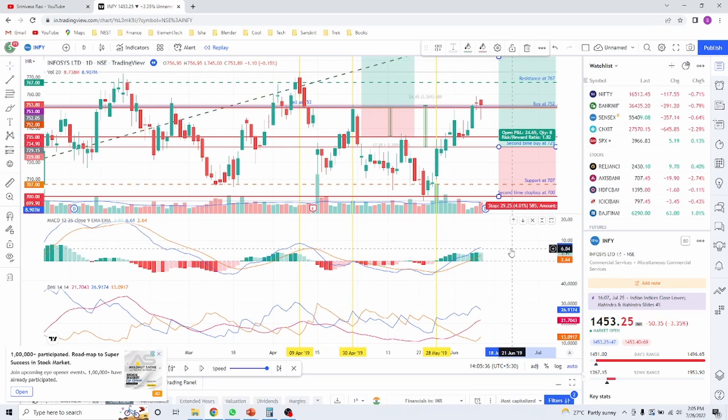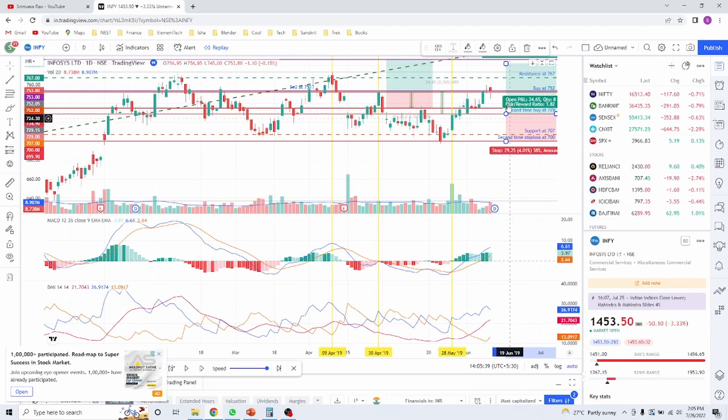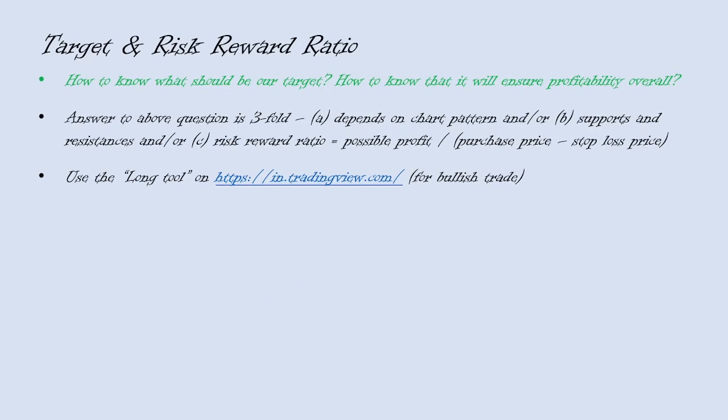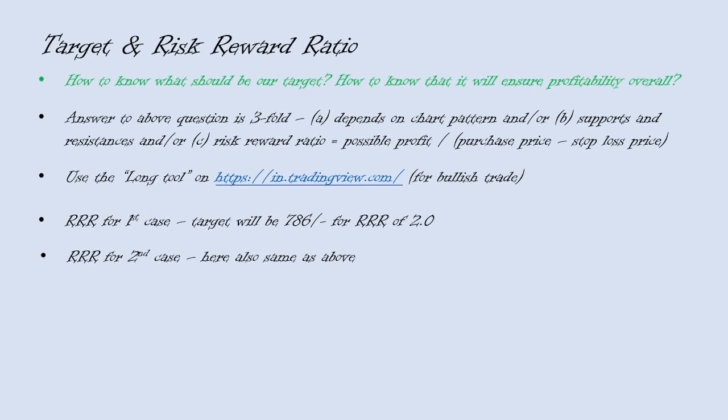Okay. Again, it sort of is subjective. Some traders will put it at risk reward ratio 3 and take a trade. Some will put it at 2. So it depends on the trader. So even for this case also, you can see if I hit a target of 786, you see this purple line, I will sort of ensure that I have met my risk reward ratio. Okay. So if I go back to PPT, so basically, risk reward ratio was the first case. The target will be 786 and risk reward ratio was 2. And for the second case also, the same target will give you a risk reward ratio of 2.